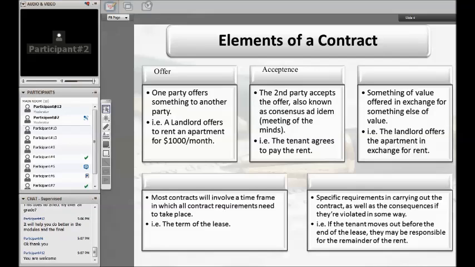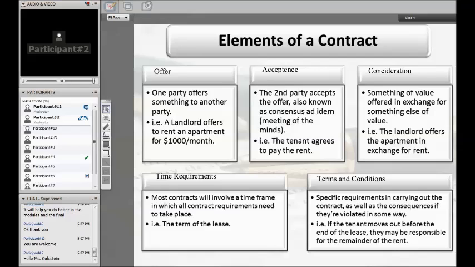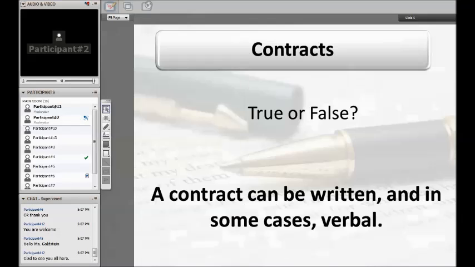And that is, and I'm probably spelling that wrong also, where one party offers up something of value for something else. And then we have our time requirements. And then finally, terms and conditions. Wow, I spell bad to begin with, but when I'm doing it in a hurry, it's even worse. Okay, so here we go.